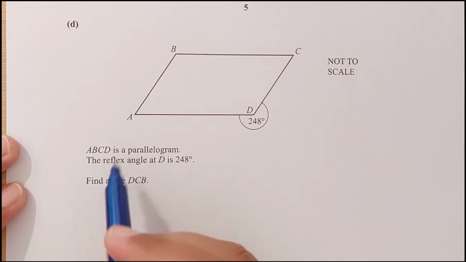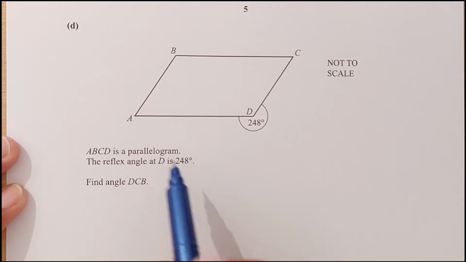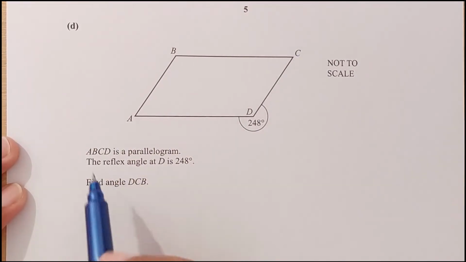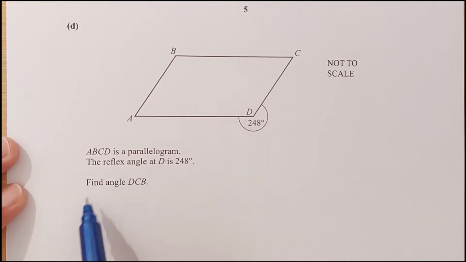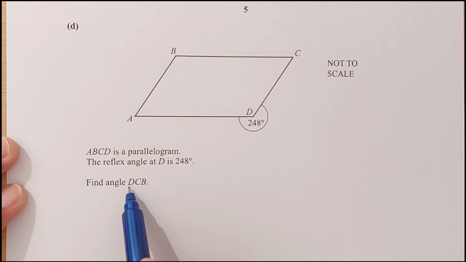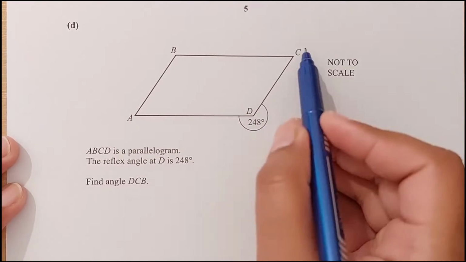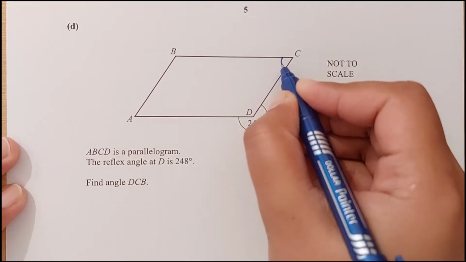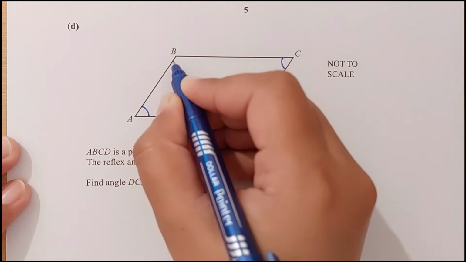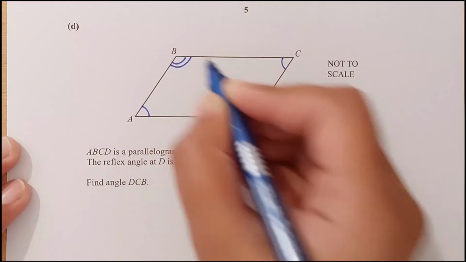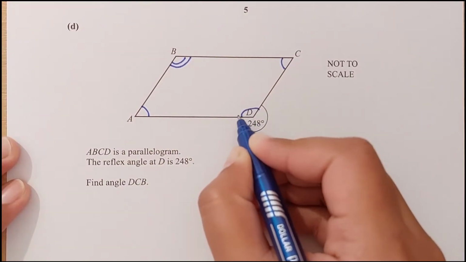Now for part D, ABCD is a parallelogram. ABCD. The reflex angle at D is 248 degrees. Right. Find the angle DCB. DCB. This angle we have to find. So it is a parallelogram. Opposite angles are the same. This angle is the same as this, and this angle is the same as this angle.